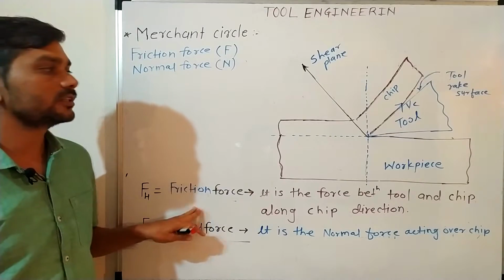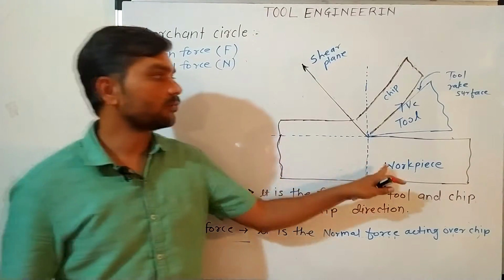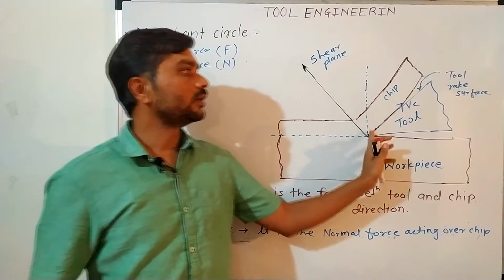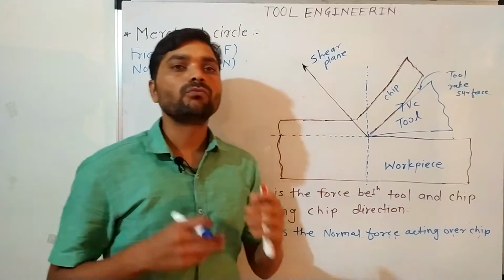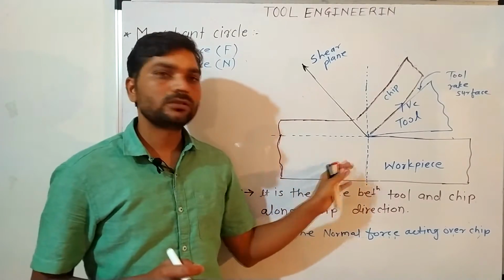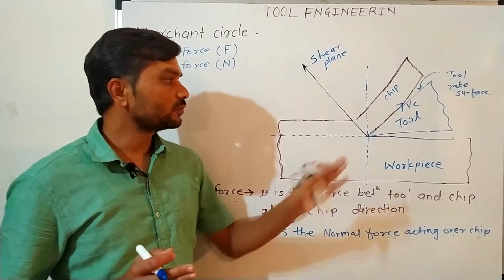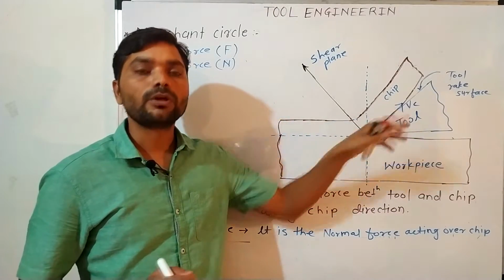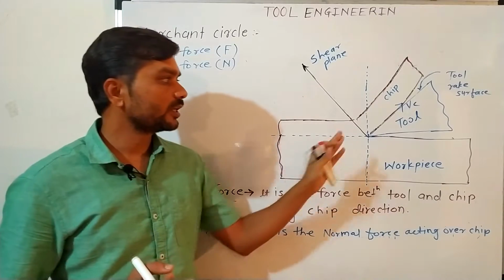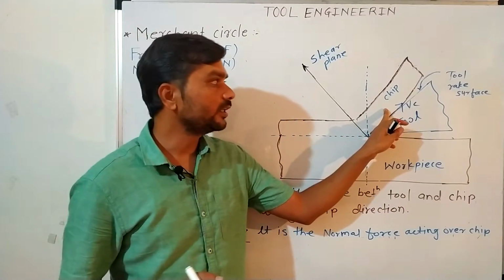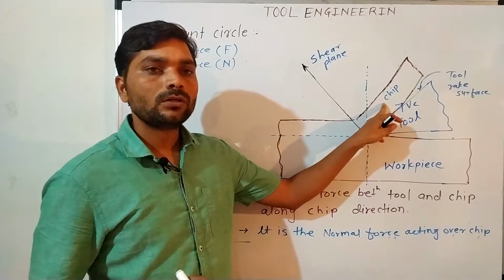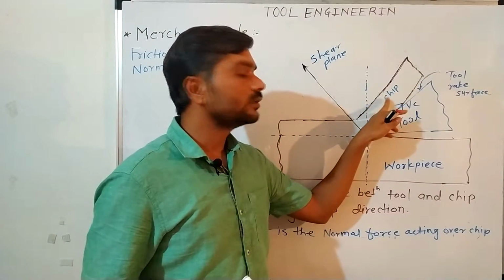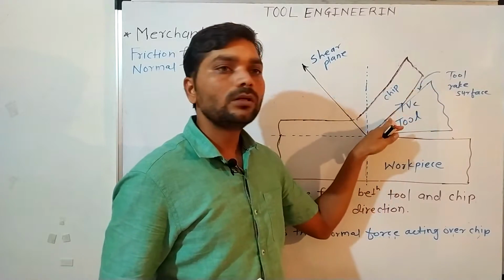Let us try to understand with the help of this diagram. Here we have the workpiece, this is our tool, this is the chip, this is our shear plane angle, and this is the tool rake surface. We know that during the machining process, when we apply force over the workpiece with the help of a tool, there is formation of chip because of shearing action, and the chip flow takes place over the tool rake surface.